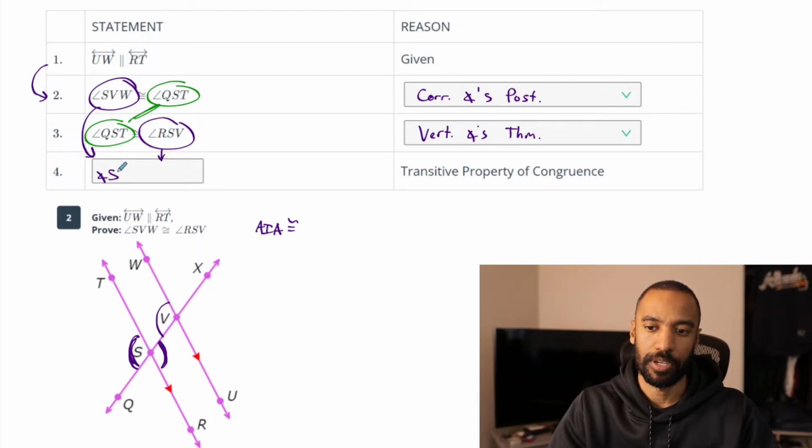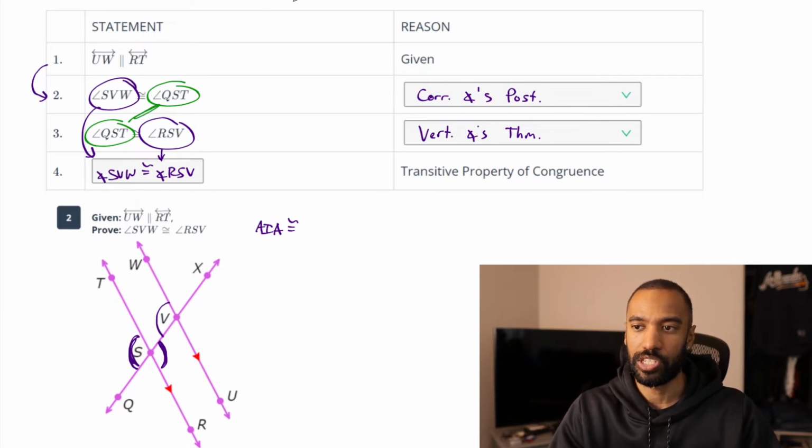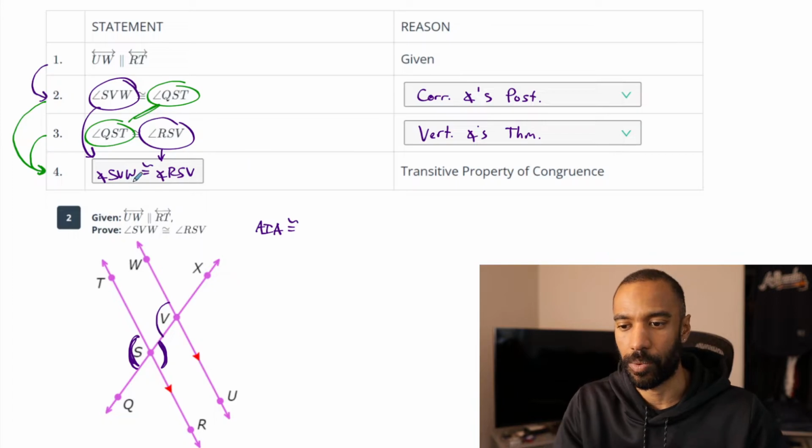Angle SVW is congruent to angle RSV by the transitive property of congruence that says two angles congruent to the same angle are congruent to each other. So this statement was made from statements 2 and 3. Because of statements 2 and 3, we could make statement 4. Okay, so that's what was happening there.